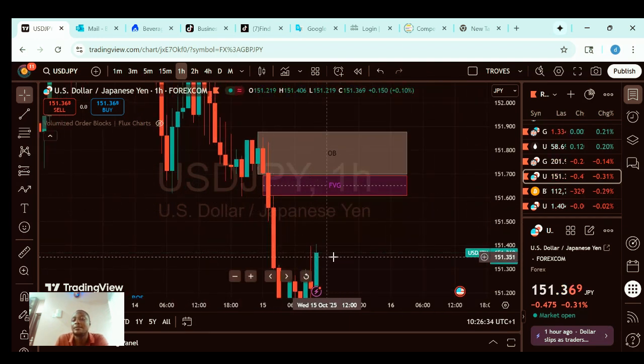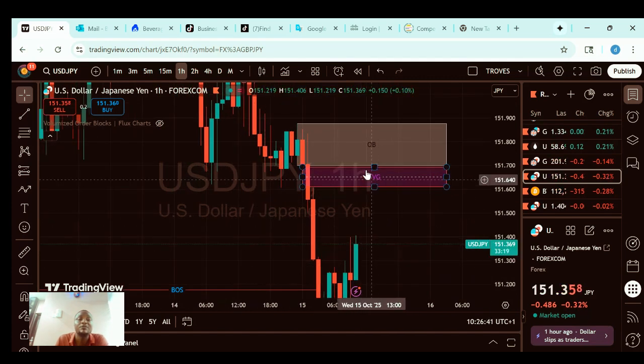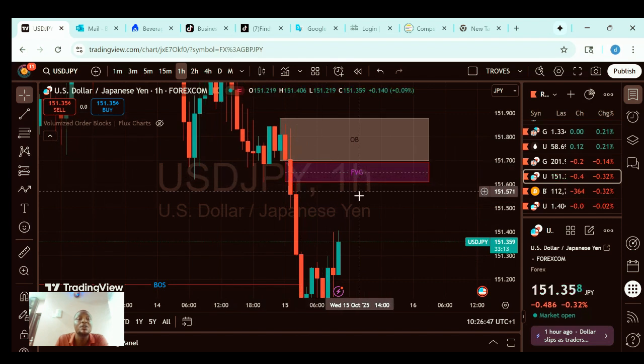So like I said, today is 15th of October 2025 and I'm waiting for this trade. I've mapped out my FVG and order block. I'm waiting for price to get to this level before I take my trades. When price gets to this level, I am going to do another video showing how I use confirmation entry to take trades in this FVG, fair value gap, and order block.